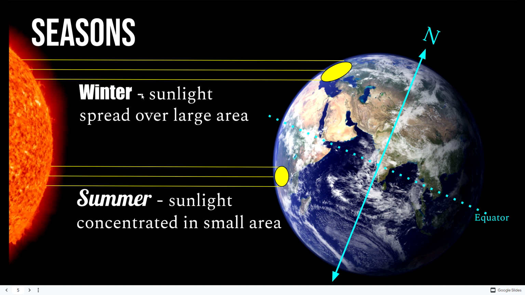So, in the wintertime, you're going to have sunlight spread over a larger area. It's less direct because it is tilted away. And in the summertime, sunlight is concentrated in a very small area. So if you take a look at this image, you can see that there's very direct, straight-on sunlight hitting the southern hemisphere here that is angled closer to the sun. And then the northern hemisphere is angled away, so it is more indirect light.